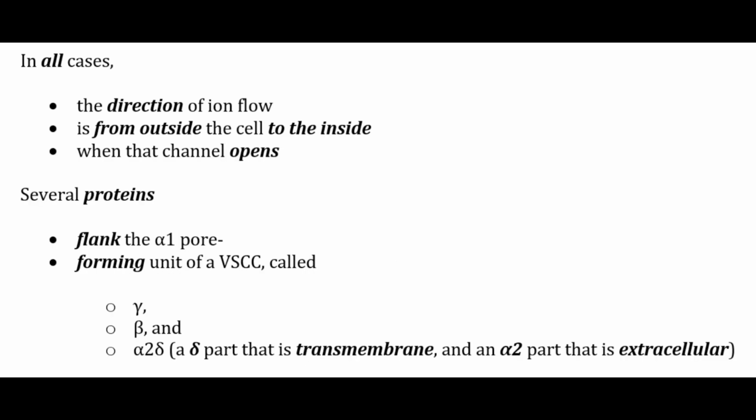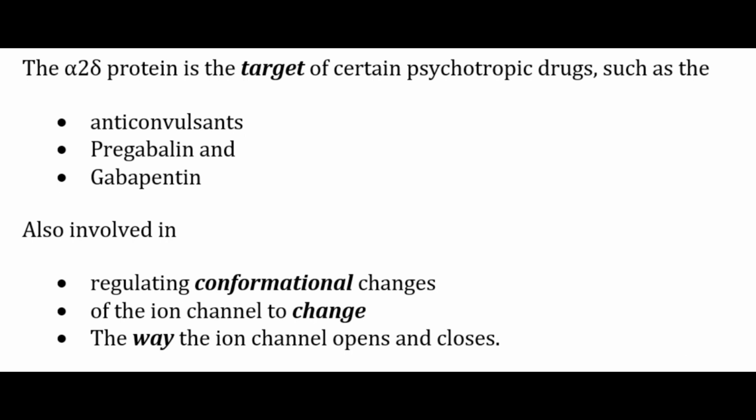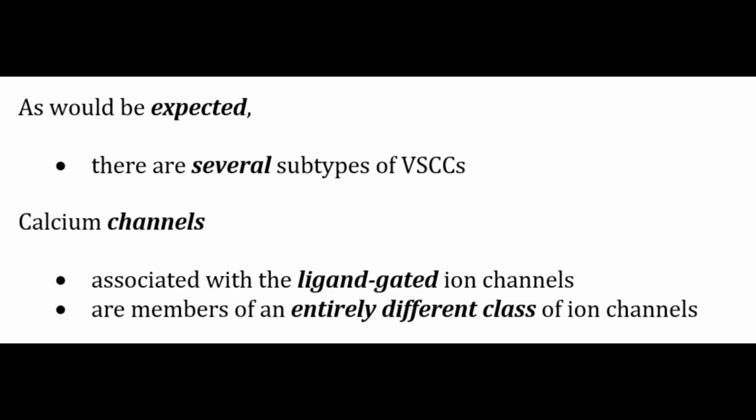In all cases, the direction of ion flow is from outside of the cell to the inside when the channel is open. Now several proteins flank the alpha pore, forming units of the calcium channels called the gamma, beta and alpha 2 delta, in which the delta part is transmembrane and the alpha 2 part is extracellular. The alpha 2 delta protein is a target of many psychotropic drugs such as the anticonvulsants pregabalin and gabapentin. These are also involved in regulating the conformational changes of the ion channel, to change the way the ion channel opens and closes. Now as expected, there are several subtypes of calcium channels as well.